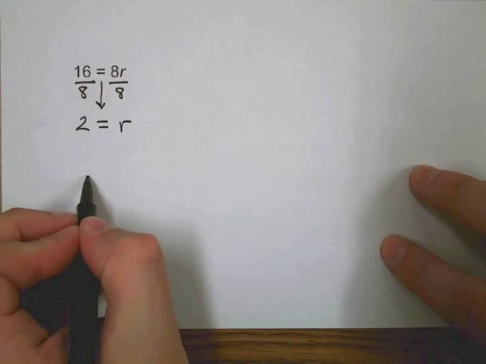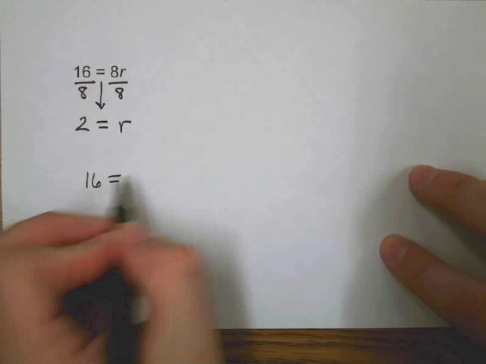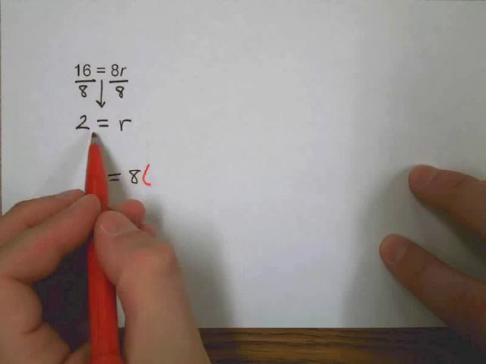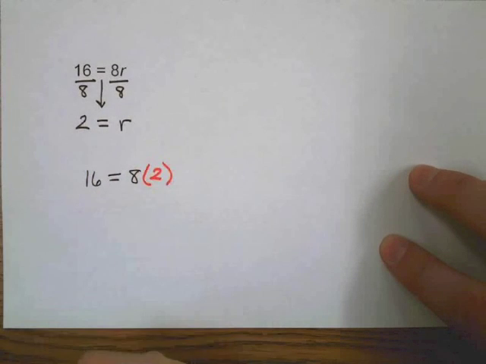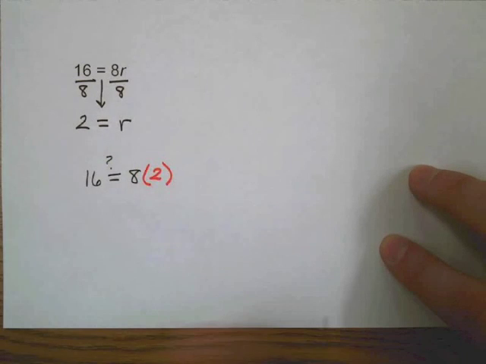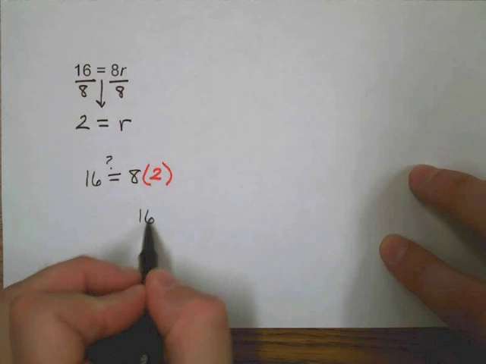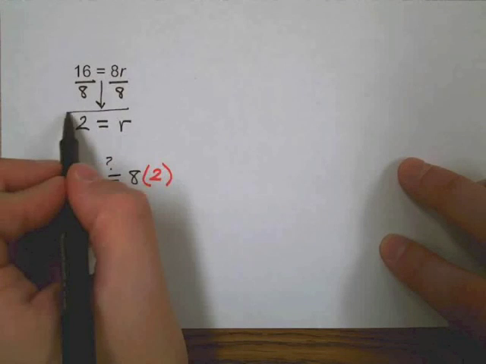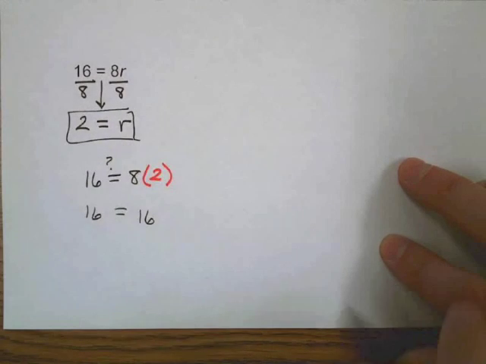Let's double check that. 16 equals 8, and for r, we're going to put in 2. So 8 times 2. So this is what we're wondering about here. And 8 times 2 is 16. So yes, r equals 2 is the correct solution for that particular problem.